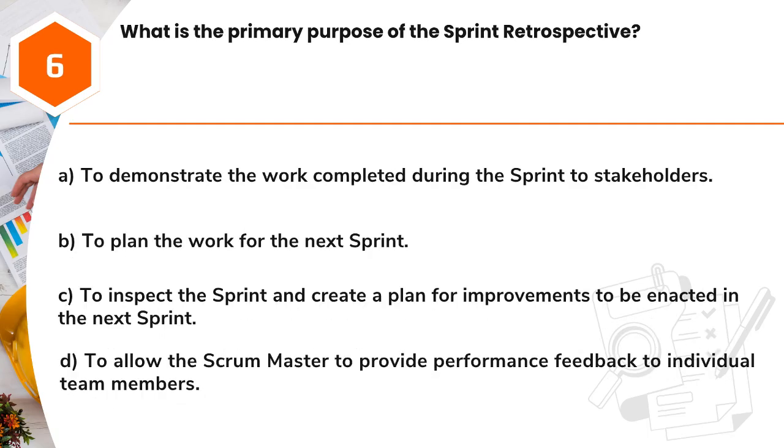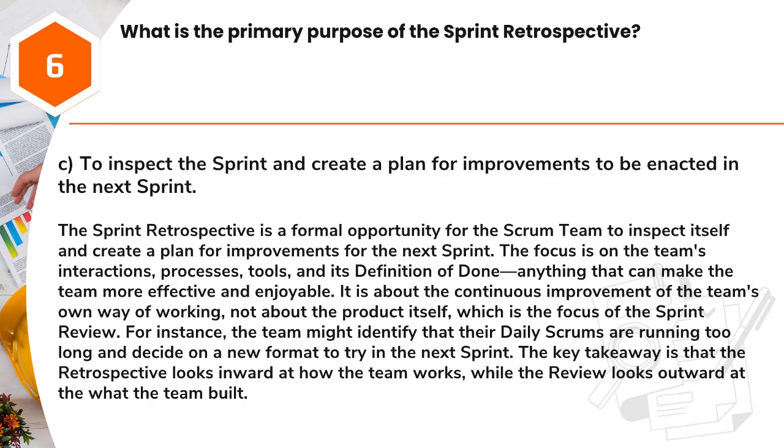Question 6. What is the primary purpose of the Sprint Retrospective? A. To demonstrate the work completed during the sprint to stakeholders. B. To plan the work for the next sprint. C. To inspect the sprint and create a plan for improvements to be enacted in the next sprint. D. To allow the Scrum Master to provide performance feedback to individual team members. Answer: C. To inspect the sprint and create a plan for improvements to be enacted in the next sprint.